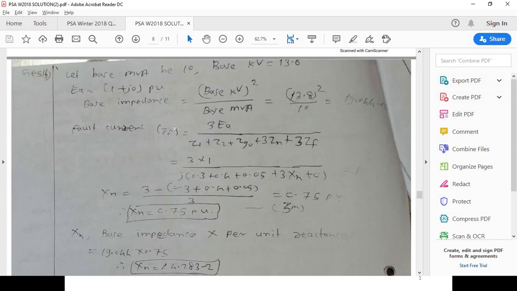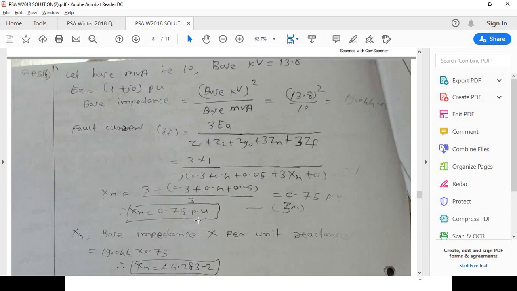So 3 into EMF, which is 1 as per the assumption for unsymmetrical fault analysis, upon j times Z1 positive sequence impedance 0.3, Z2 negative sequence impedance 0.4, then Z0 zero sequence impedance 0.05, plus 3Xn which we have to calculate, plus Zf is 0, hence 3Zf will be 0. So we get Xn in per unit as 0.75. Now you have calculated that reactance in per unit form.